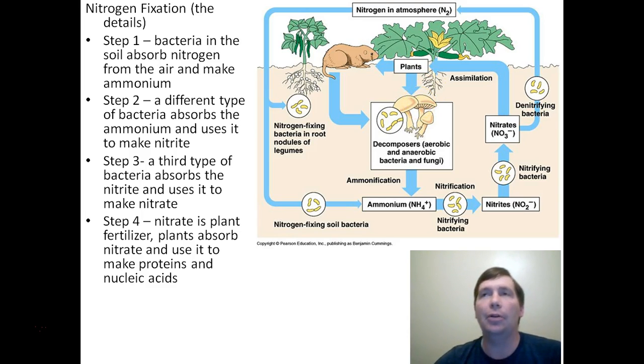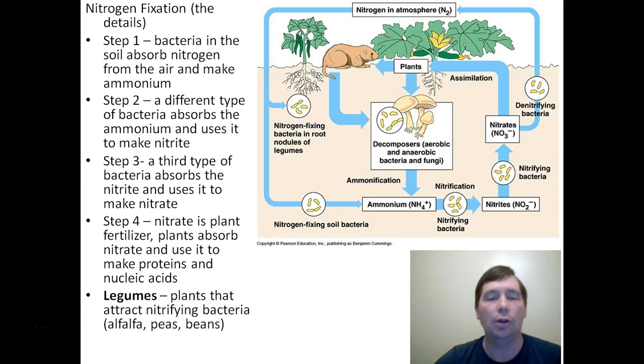Now, some plants are better at this than others. The best plants in the world at doing this are called legumes. Examples of legumes are alfalfa, peas, and beans. These are special types of plants that really attract these bacteria that make nitrate. And bacteria that make nitrate we call nitrifying bacteria. So all 3 types of bacteria we just talked about that are used to make nitrate are called nitrifying bacteria. So this is the whole process of nitrogen fixation, of how bacteria take nitrogen in the air and ultimately convert it into nitrate, which is a form of nitrogen that plants can use to grow.